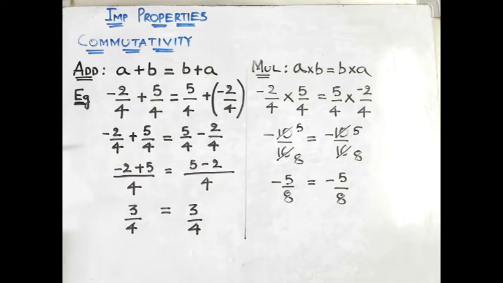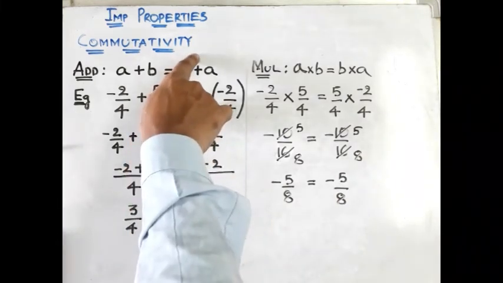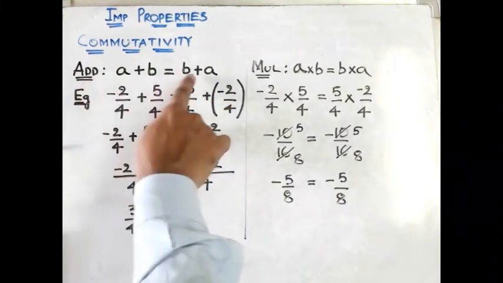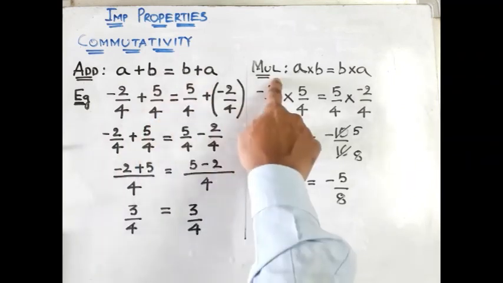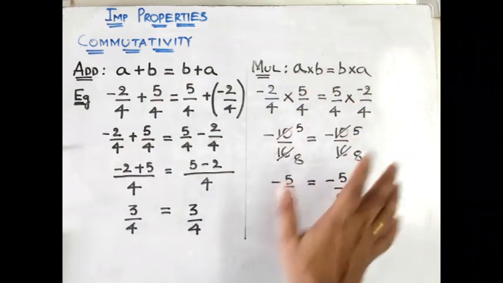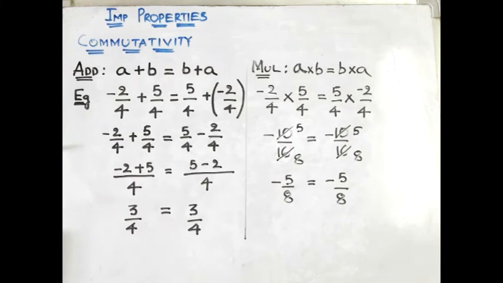Hope you are clear. So simply what you have to remember when they say commutative property: if it is addition, a plus b will be equal to b plus a. Multiplication, a into b will be equal to b into a. That's all. So I'm moving to the next property.